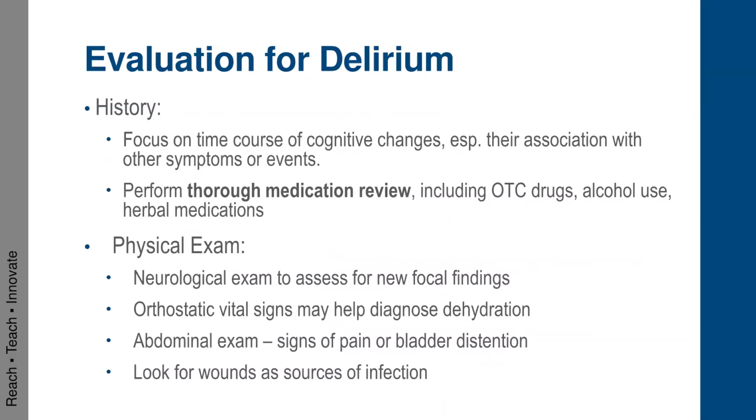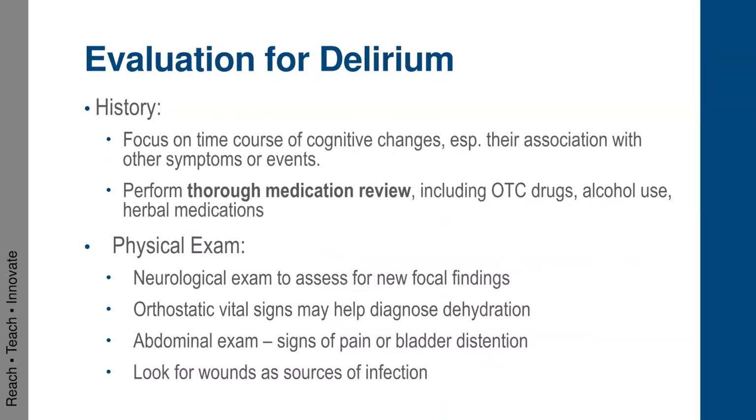On physical exam, a neurologic exam is critical to assess for any new findings, especially asymmetry, looking for signs of stroke or perhaps bleed in the brain, which may cause an abnormal neurologic exam or some asymmetry. It's critical to really work to find a good neurologic exam, even when that may be difficult in a delirious patient.